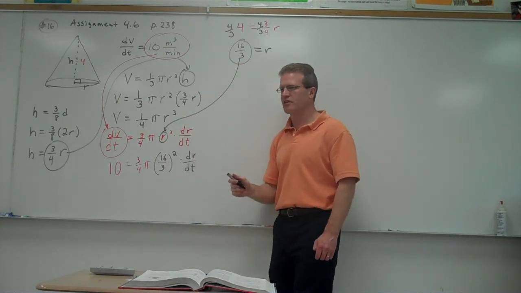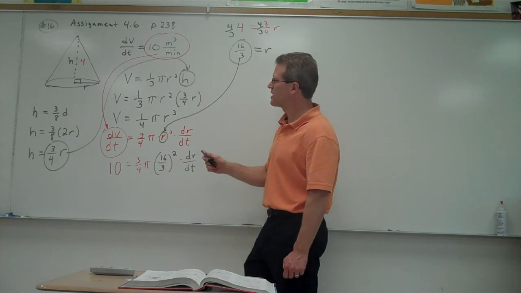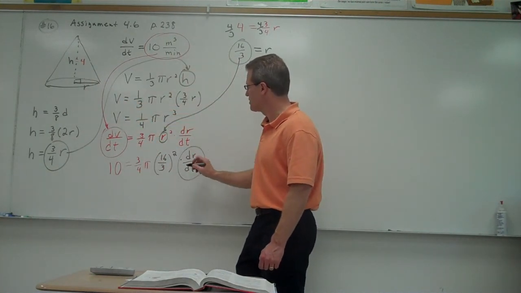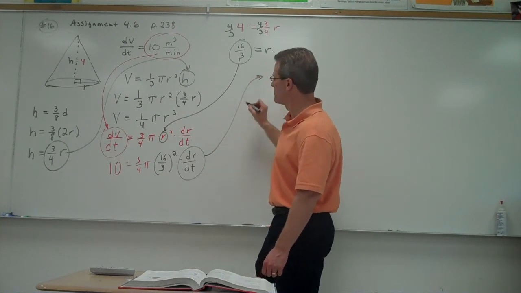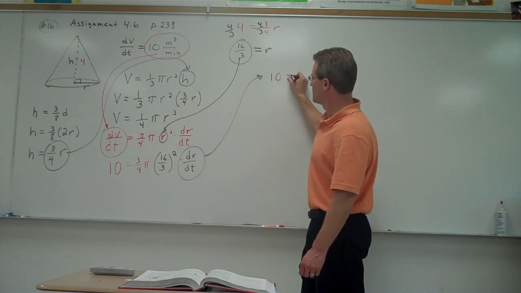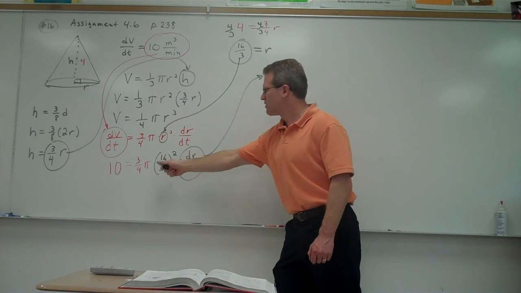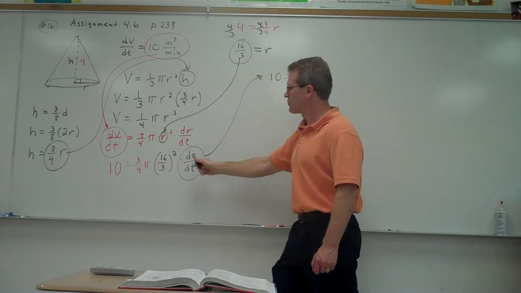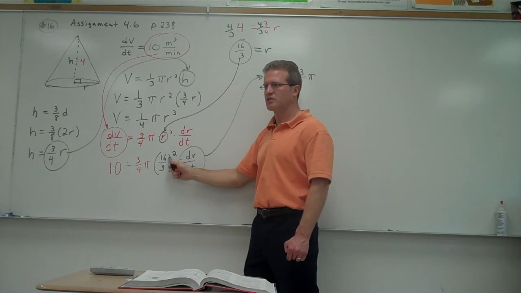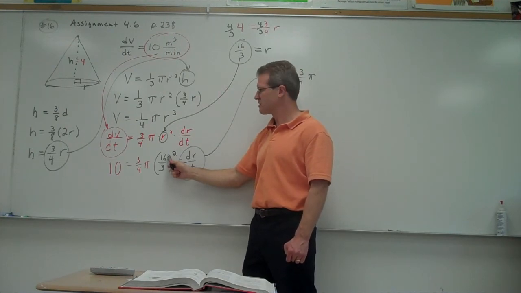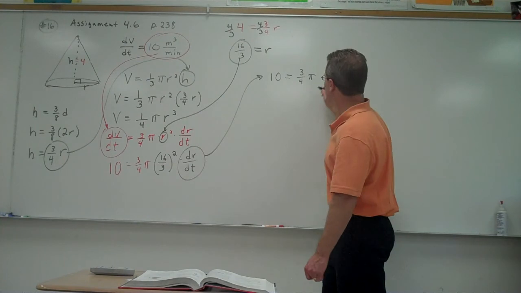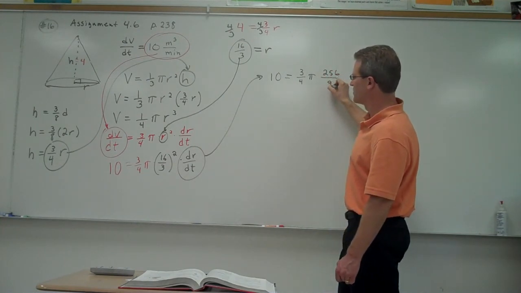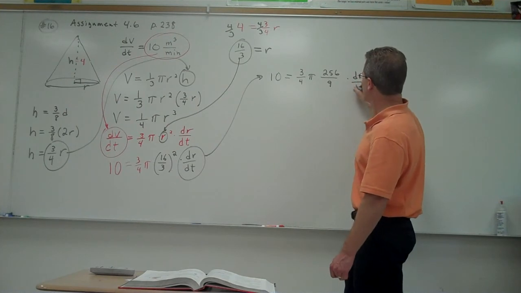dr over dt would be how fast the radius is changing when the pile is exactly 4 meters high. That's what we're going to try to solve for. So we're going to solve for dr dt. I'm going to bring this up so you can see a little better. So I'm going to have 10 equals, let's see, 3/4 pi. I square 16, and 16 times 16 is 256. 3 times 3 is 9, so you get 256 over 9. And dr over dt.